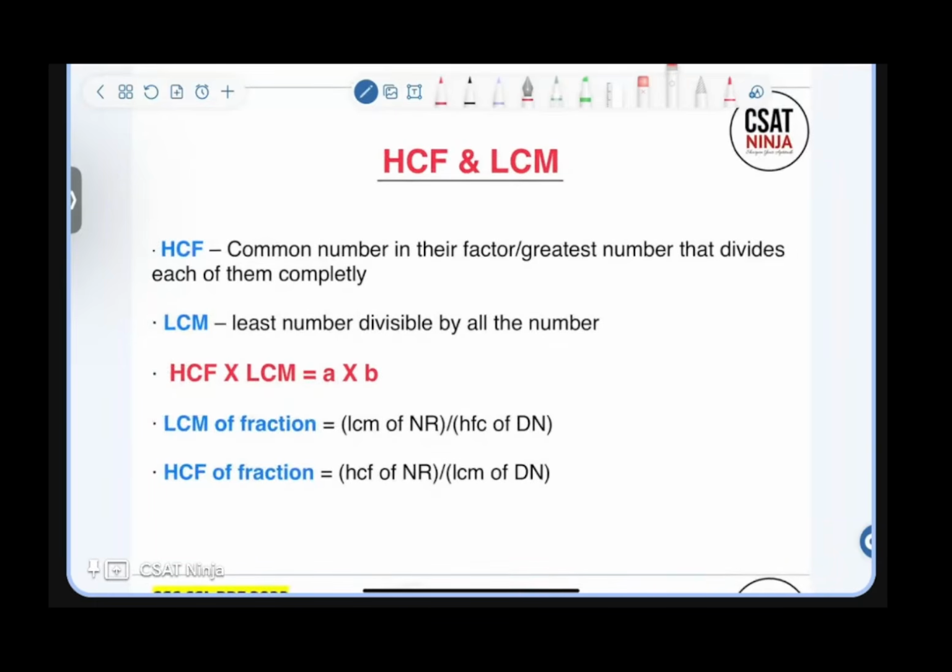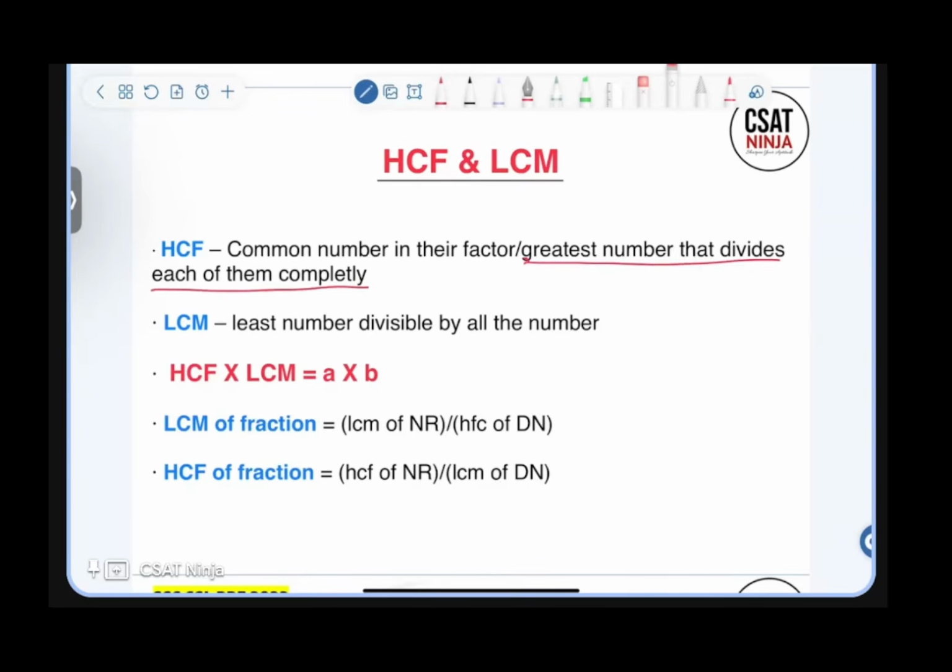Now let's start with HCF and LCM. HCF, we know, is the highest common factor. In simple words, we can say that it is the common number in their factors, or the greatest number that divides each of them. What do we mean by this? The greatest number that divides each of them.